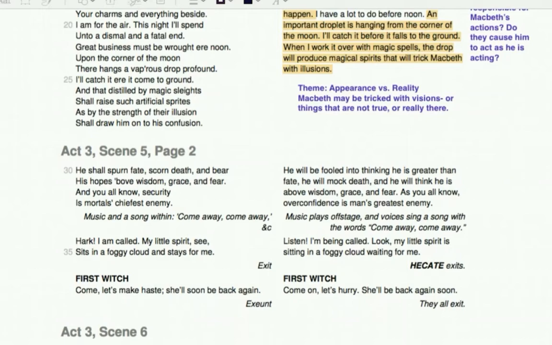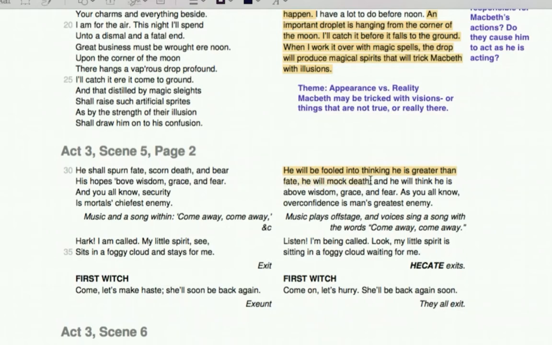So notice at the end of the scene we had that thunder. Again, anytime we see thunder, we're going to associate it now with Hecate. And this is the consequence of that: Hecate wishes to fall on Macbeth, because he is going to try and defy fate, defy his destiny. She says he's going to be fooled into thinking that he is greater than fate.